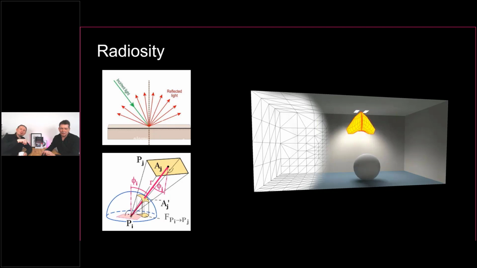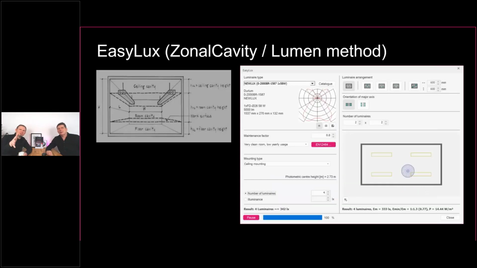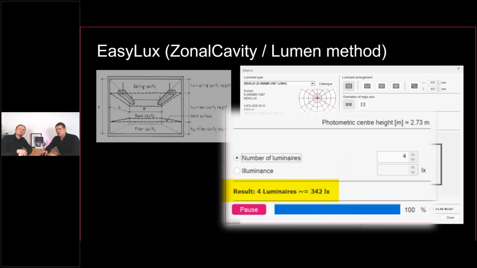Sorry. We go back, just shortly to show you. So this was the picture of the law of distance, and I'm sure you have the same image in your mind, but at least we will show you. It's quite simple. You know this formula. It's just about the distance. And this is the screenshot of EasyLux, the lumen method of calculation. On the right side, this is the radiosity calculation after the zonal cavity calculation, and this only is the result of the zonal cavity calculation.